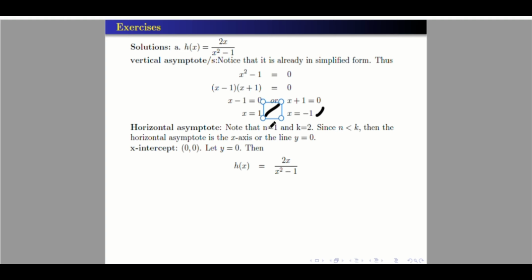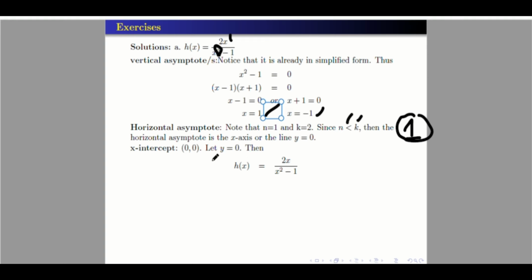For the horizontal asymptote, take note that the degree of the numerator is 1 and the degree of the denominator is 2. So the numerator is smaller than the denominator. Then the horizontal asymptote is the x-axis, or the line y equals 0. This falls on condition number 1 if you go back to the theorem.